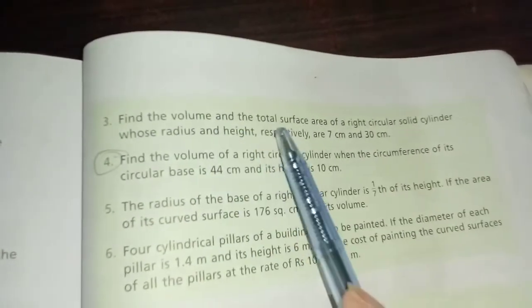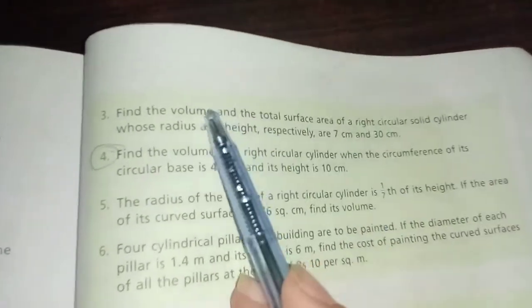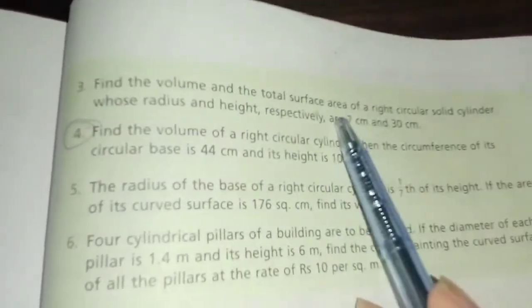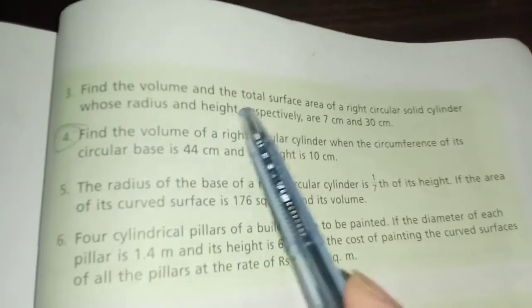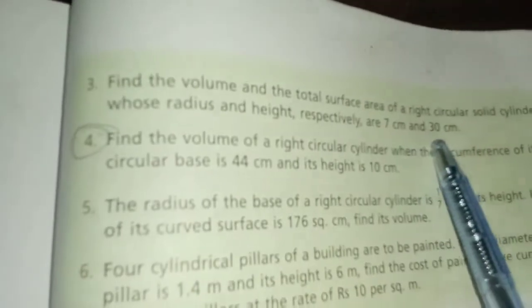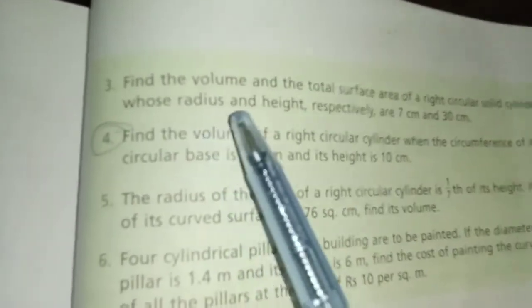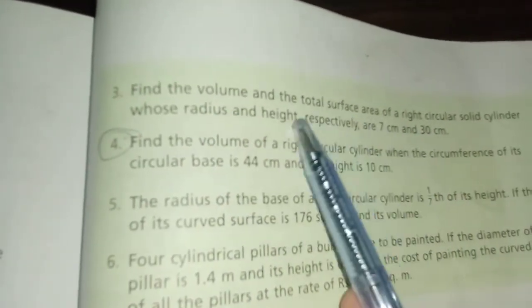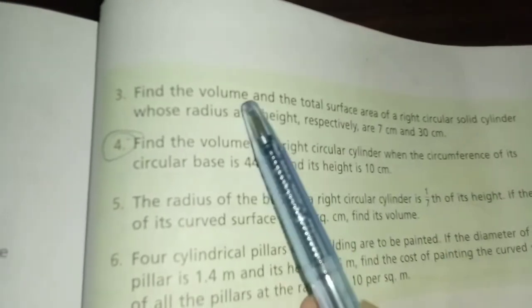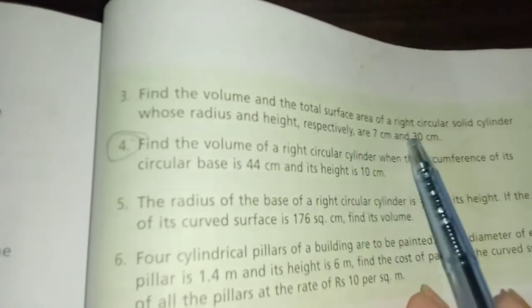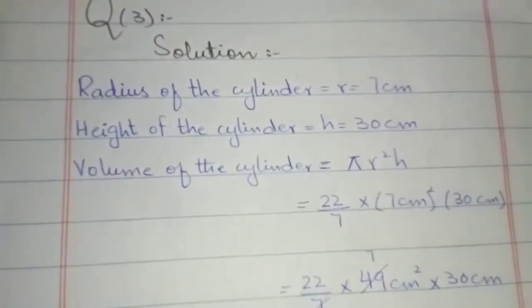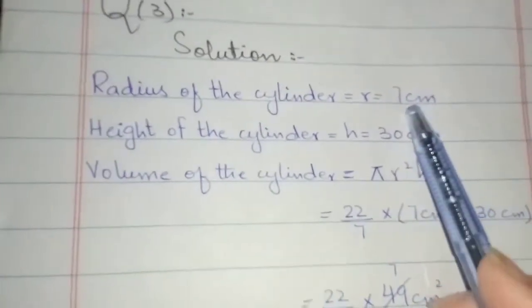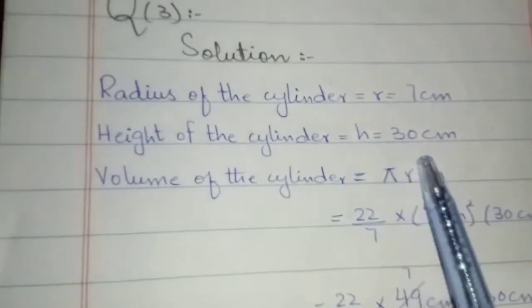Find the volume and the total surface area. We have to find the volume and total surface area of a right circular solid cylinder whose radius and height respectively are 7 cm and 30 cm. It is clear that the radius is 7 cm and the height is 30 cm. So the radius of the cylinder r is equal to 7 cm, and the height of the cylinder h is equal to 30 cm.